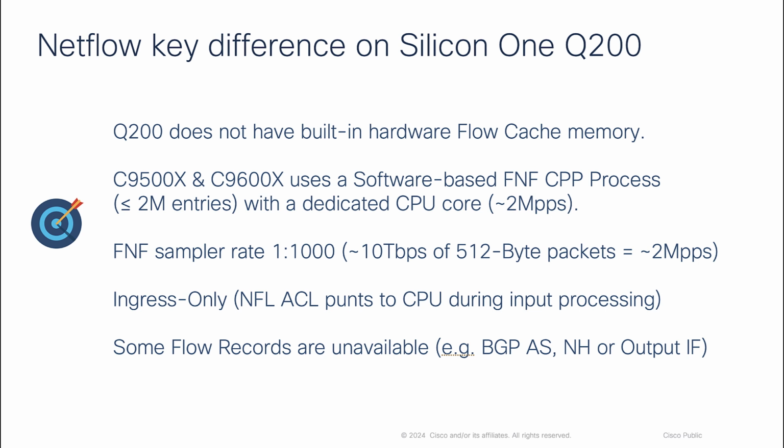For NetFlow migration, Q200 doesn't have a built-in hardware flow cache. Q200 uses software-based Flexible NetFlow processing up to 2 million entries with a dedicated CPU core. That processing power is almost 2 million packets per second. The sampling rate can be 1:1000. It supports ingress only, as NetFlow ACLs are punted to the CPU during the input process.